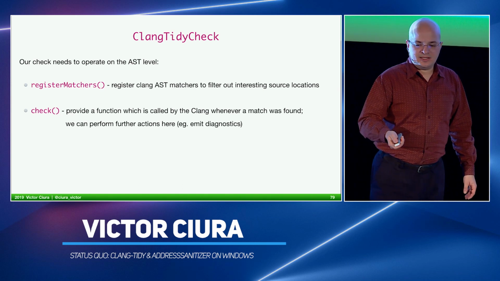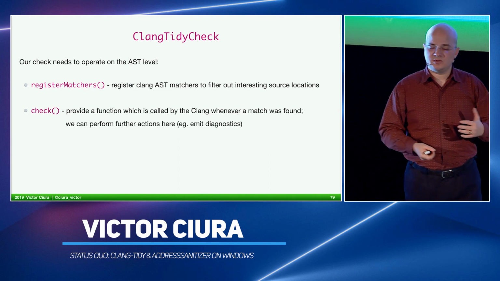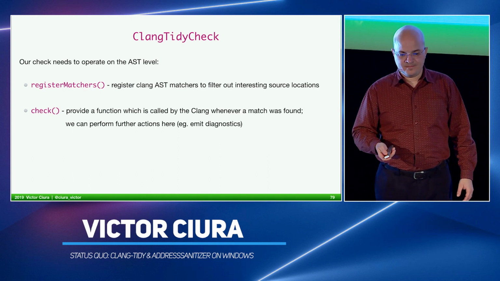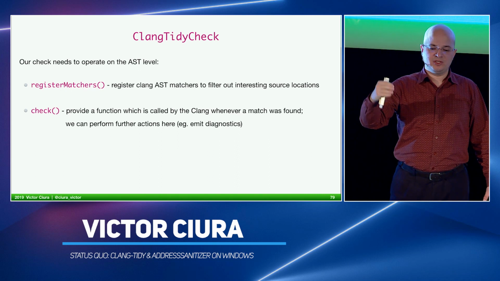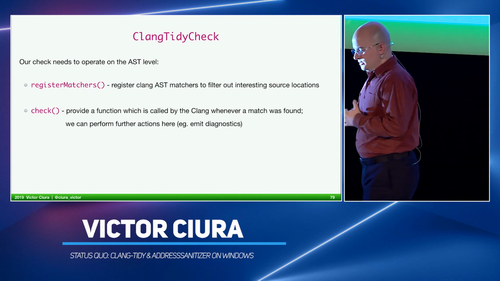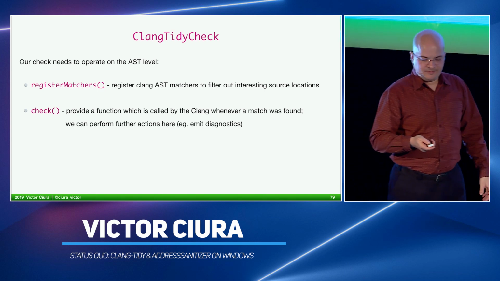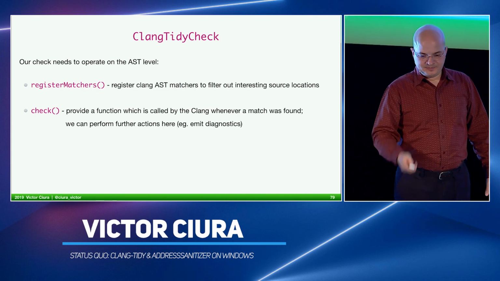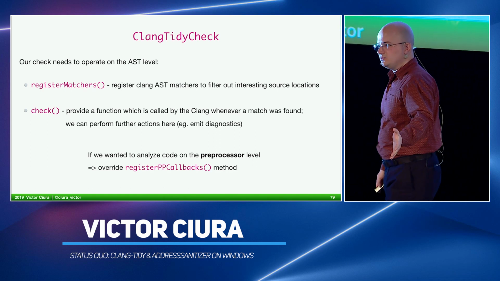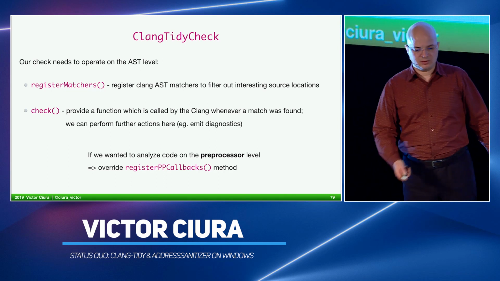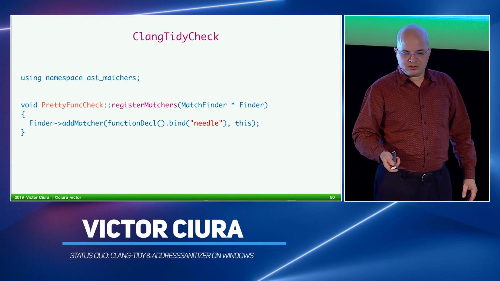Register matchers registers a Clang AST matcher to filter out interesting source locations. This is where you target what you want to find in your code, in your AST. And check provides a function which is called when this match is found. So each time it finds a match, it will call that function. And you have to deal with it. Issue a warning or provide a fixit for it, and it will automatically be applied by Clang-tidy. If you want a preprocessor level analysis, sometimes you need it, but it's a little bit more complicated. There's a different callback.